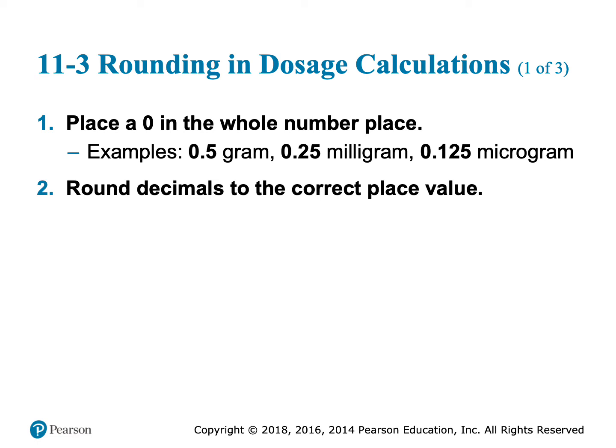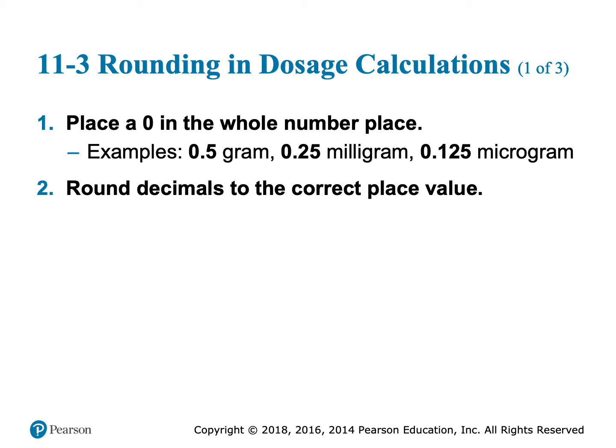0.5 needs a 0 in front of the decimal point, right? So 0.5 or 0.25 or 0.125. We never just want to put a decimal and the numbers to the right. We always want to put a 0 before the decimal, all right?